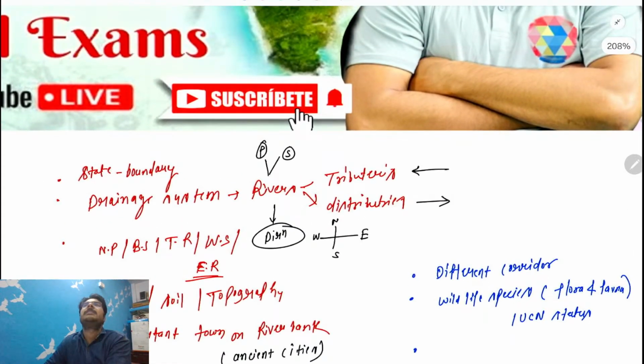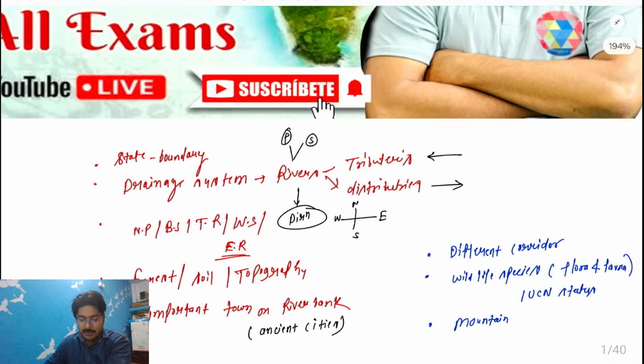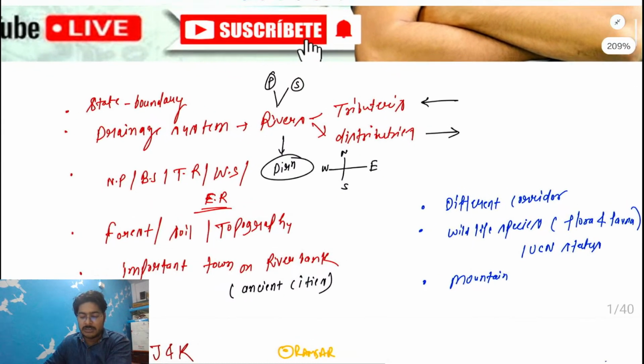Then in addition to that, we'll talk about mountains. Overall, each and everything which is important from the perspective of Indian geography, we'll cover here, but especially from the point of view of the state. We'll discuss the geography of India, but with respect to the state, state by state. So these are the important things that we are going to discuss in the mapping part.